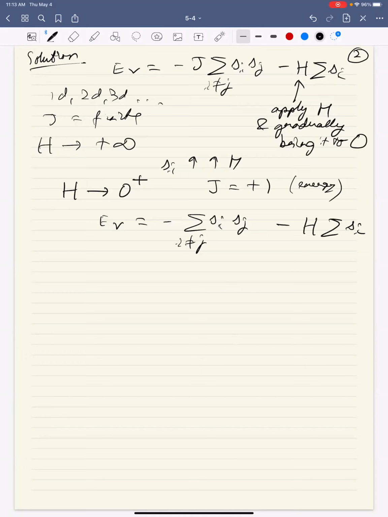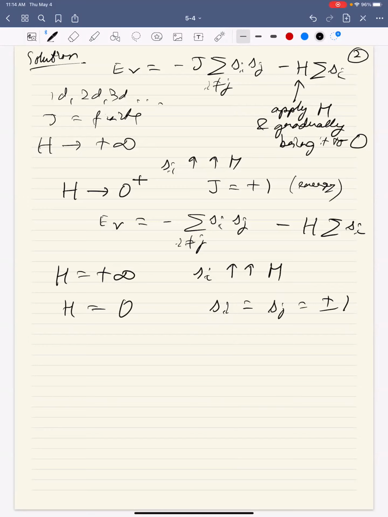So you see, we are thinking about two regimes, right? When H is +infinity, all Si like to point in the direction of H. But when H is equal to 0, we know that Si is equal to Sj is equal to +-1. Both are equally likely, right? So there is a contradiction. You see the contradiction, right?